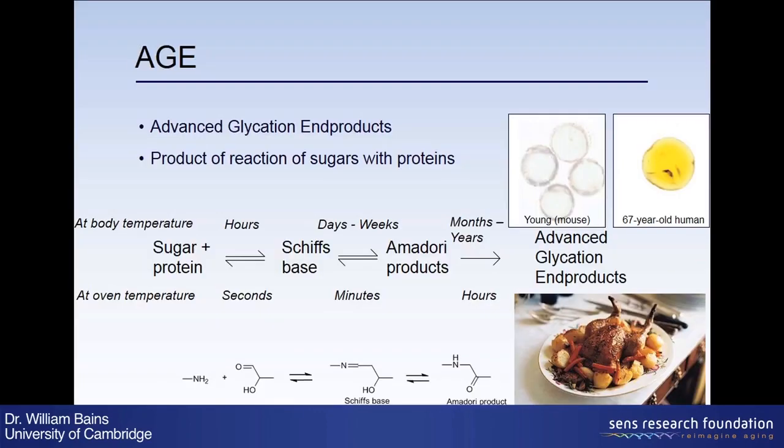If you look at the lens of an old human being, and this is taken from a 67-year-old human, it's observably coloured. It's sort of going the same way as the roast potatoes down here. Now, it's taken nearly 70 years to do it rather than an hour because the temperature's lower. But these types of glycation end products are building up in that lens. And they build up in all your other tissues as well. It's just not quite as easy to see.